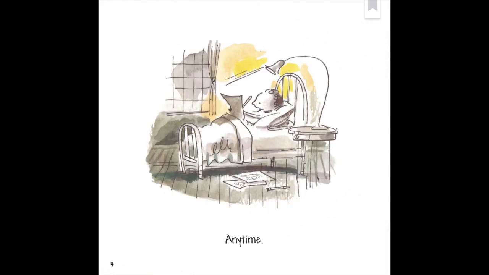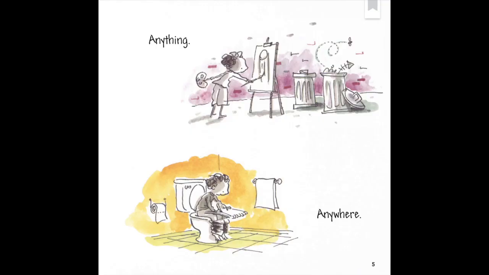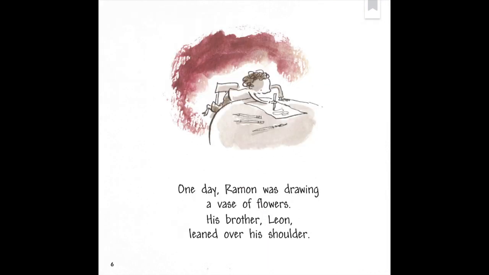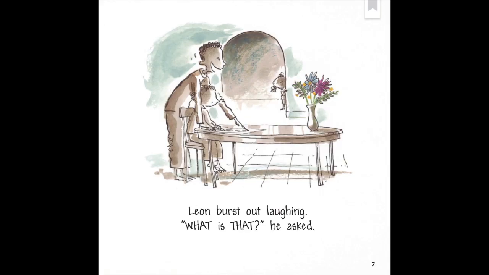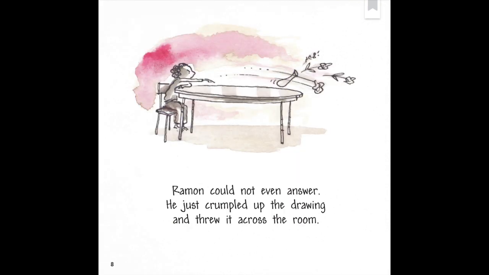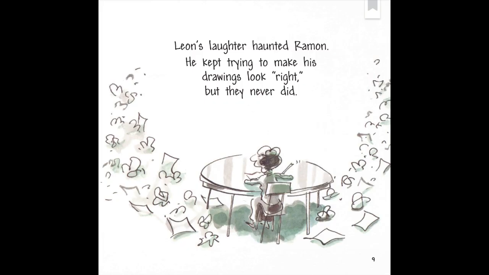Ish by Peter H. Reynolds. Raymond loved to draw. Anytime, anything, anywhere. One day, Raymond was drawing a vase of flowers. His brother Leon leaned over his shoulder. Leon burst out laughing. "What is that?" he asked. Raymond could not even answer. He just crumpled up the drawing and threw it across the room. Leon's laughter haunted Raymond. He kept trying to make his drawings look right, but they never did.